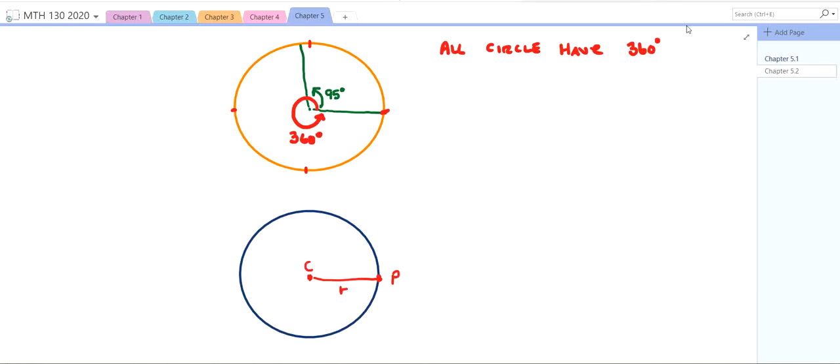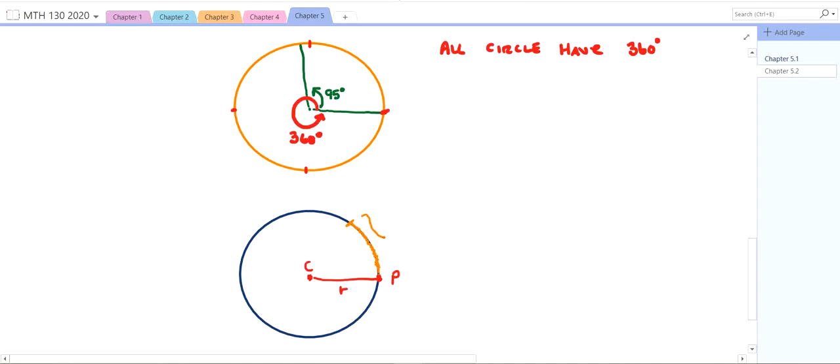Now here's something that's interesting, and the Greeks at least knew this, if not even the Babylonians. Say I had a string that was as long as this radius R, and I put it along the outside edge of this circle.